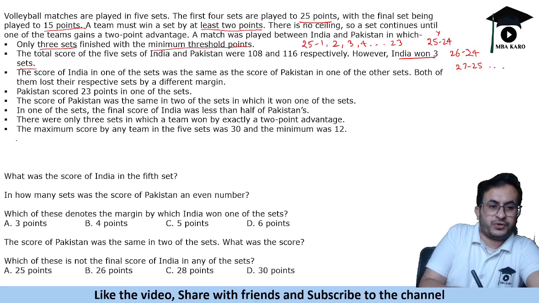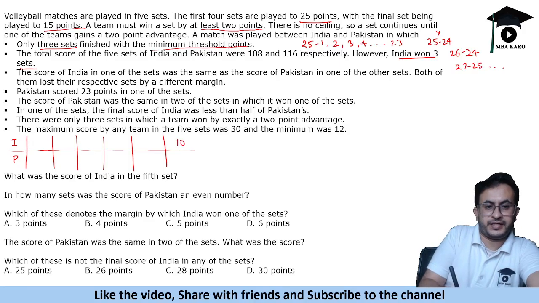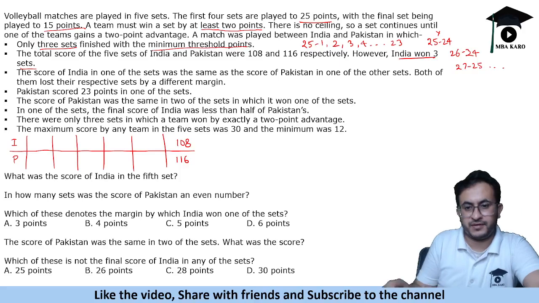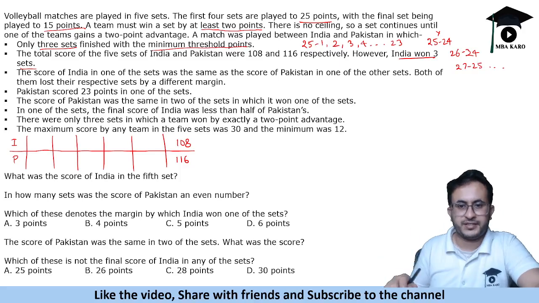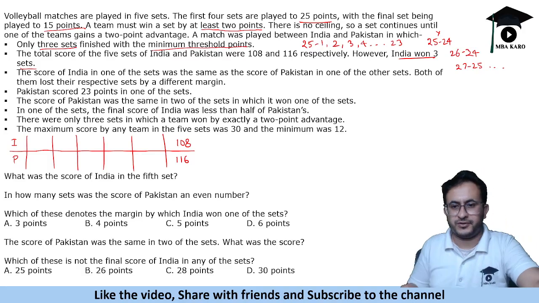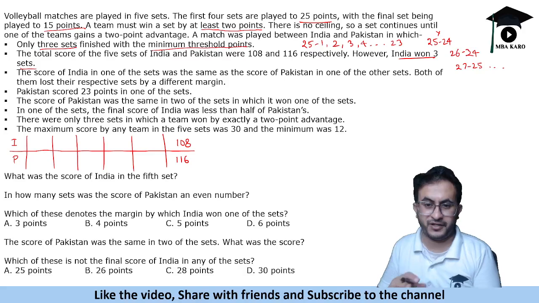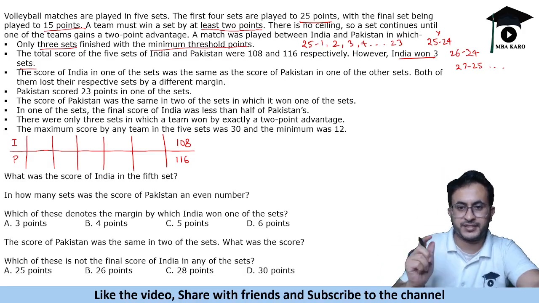So we will make a table like this: India versus Pakistan, sets 1, 2, 3, 4, 5, and the total. The total for India is 108, and for Pakistan the total is 116. And India wins on 3 occasions. The total score of India in one of the sets was the same as the score of Pakistan in one of the other sets. Both of them lost their respective sets by a different margin. So that information we will use later. We cannot find that score yet. That is matching information to reject a particular case.